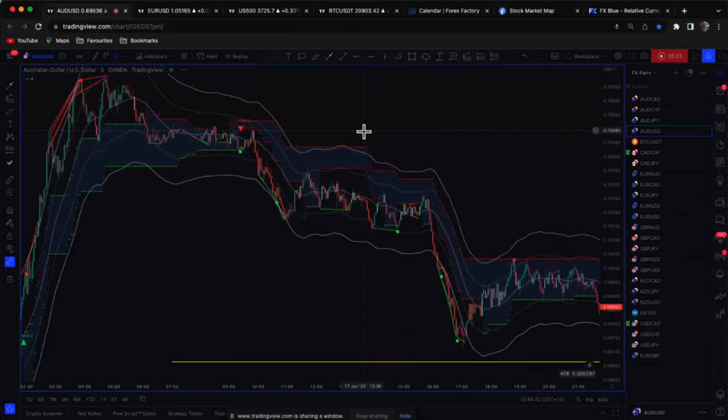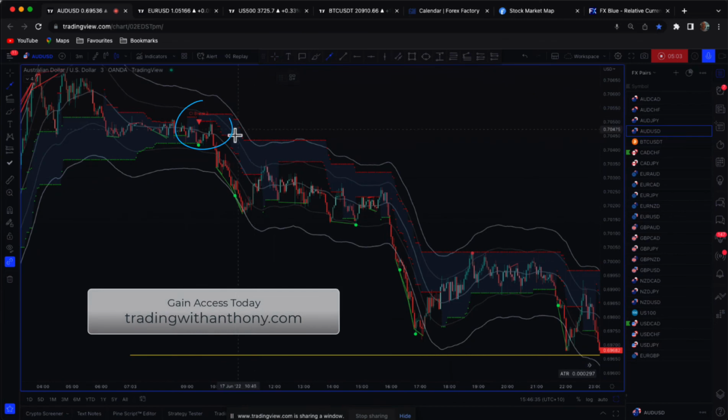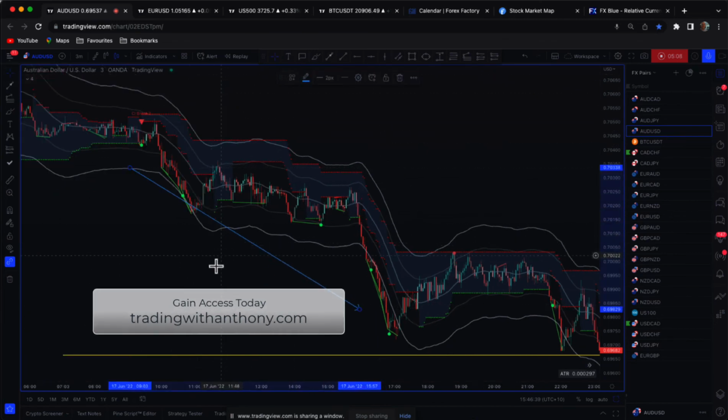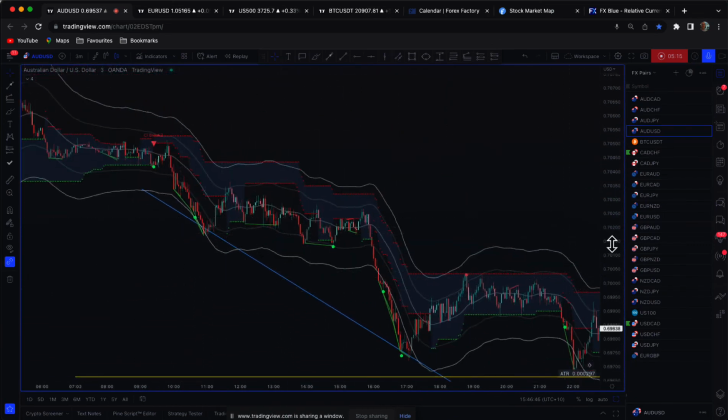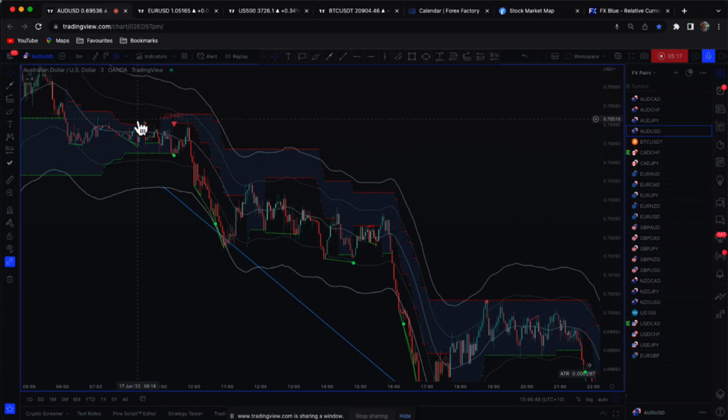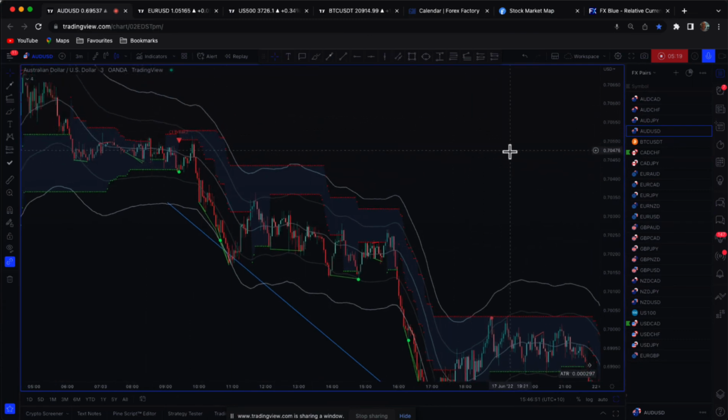But look at this. Which one of these would you not want to get involved in? Even if some of them are short-lived, the pips you make with the rest of these signals certainly makes up for it. I've done a ton of videos on this. It's our breakout strategy, guys.